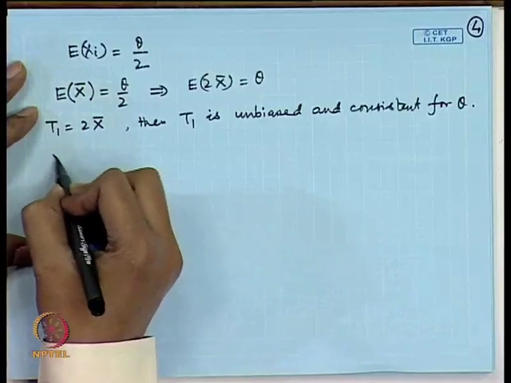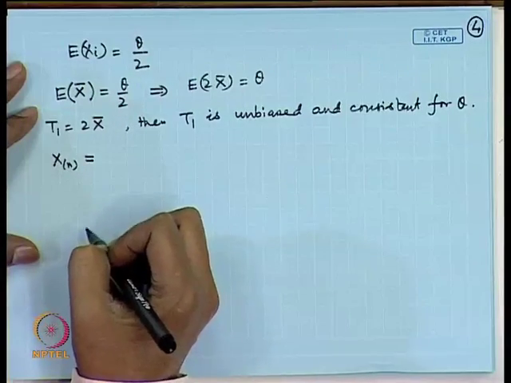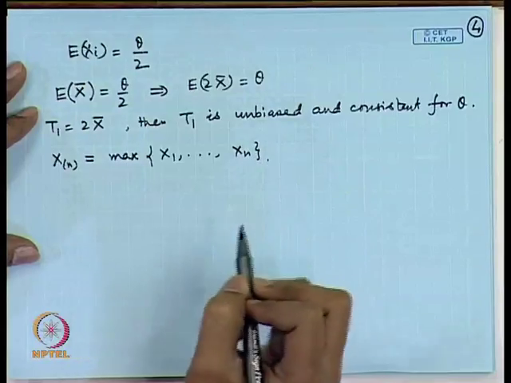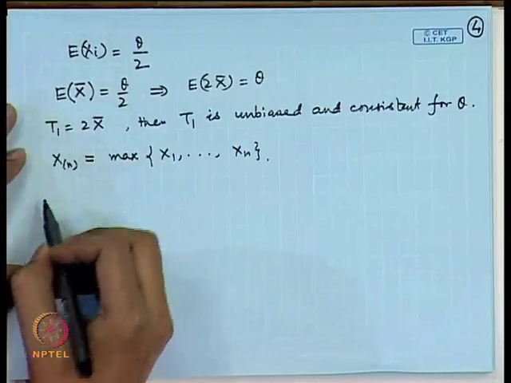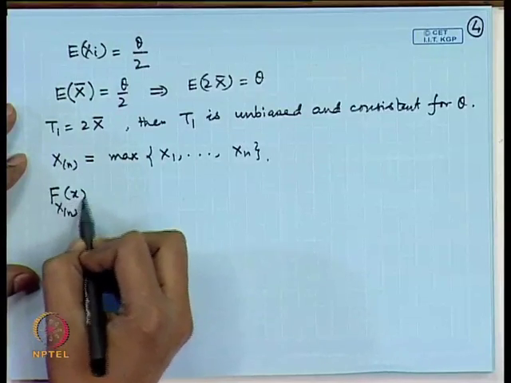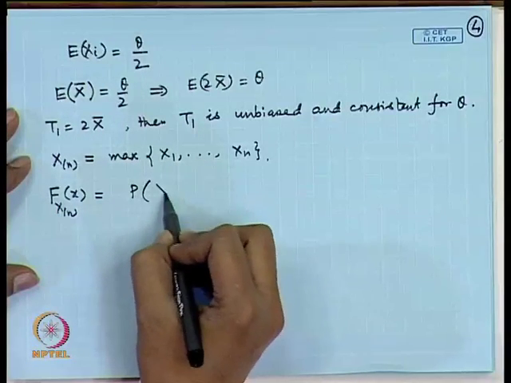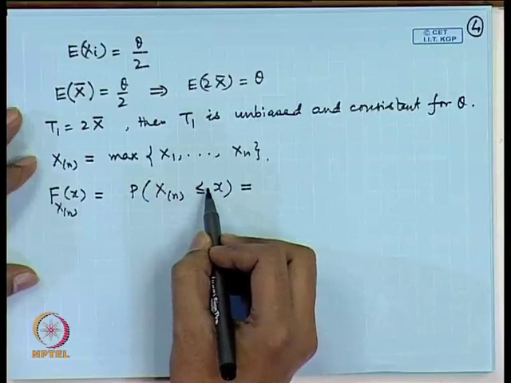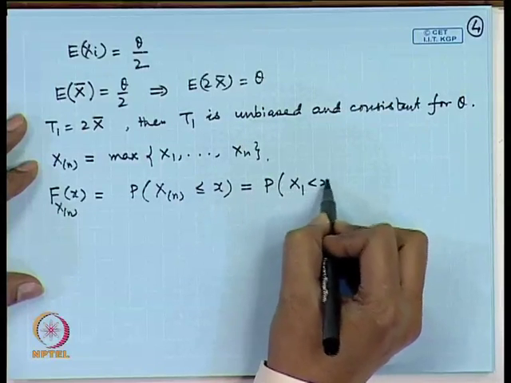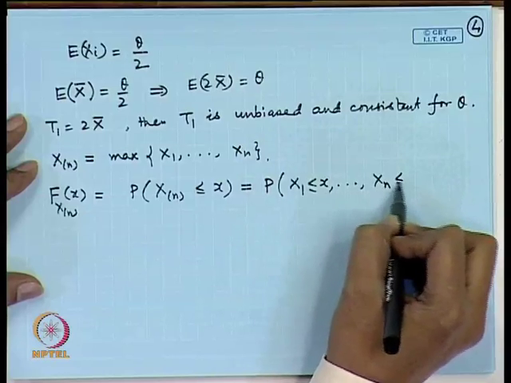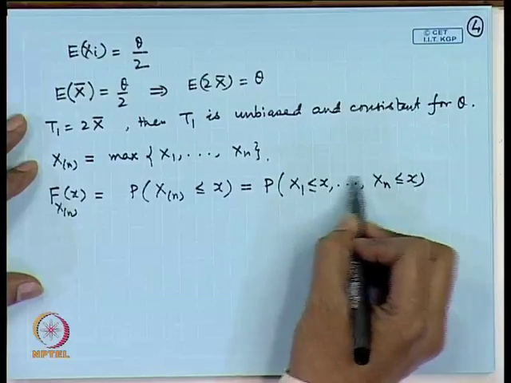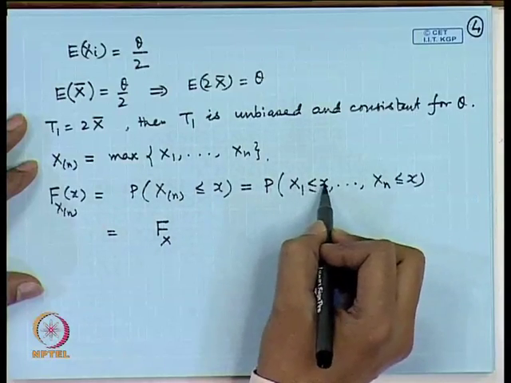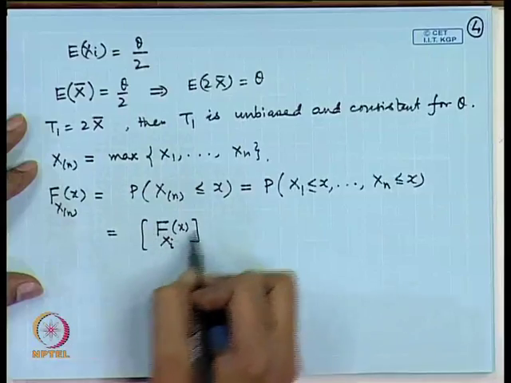Now, in this problem let me consider another one. Let us consider say x n, which I am calling the maximum of the observations. As in the previous case, we can derive the distribution of x n. Let us consider the CDF of this. So, this is equal to probability of x n less than or equal to x. Now, this statement that the maximum is less than or equal to x is equivalent to that each of the observations is less than or equal to x. And once again using the fact that x i's are independently and identically distributed, this is equivalent to saying each of the x i's CDF at x. So, this is simply this to the power n.